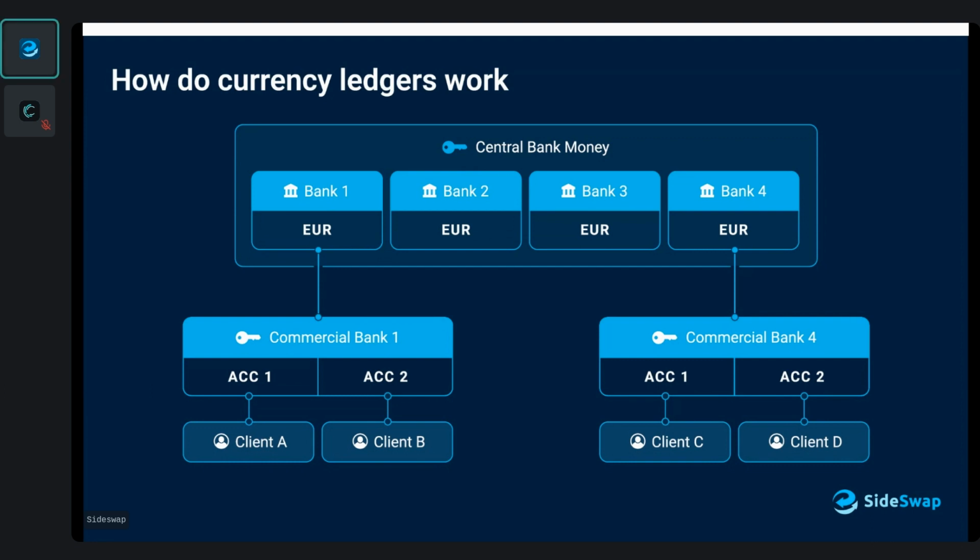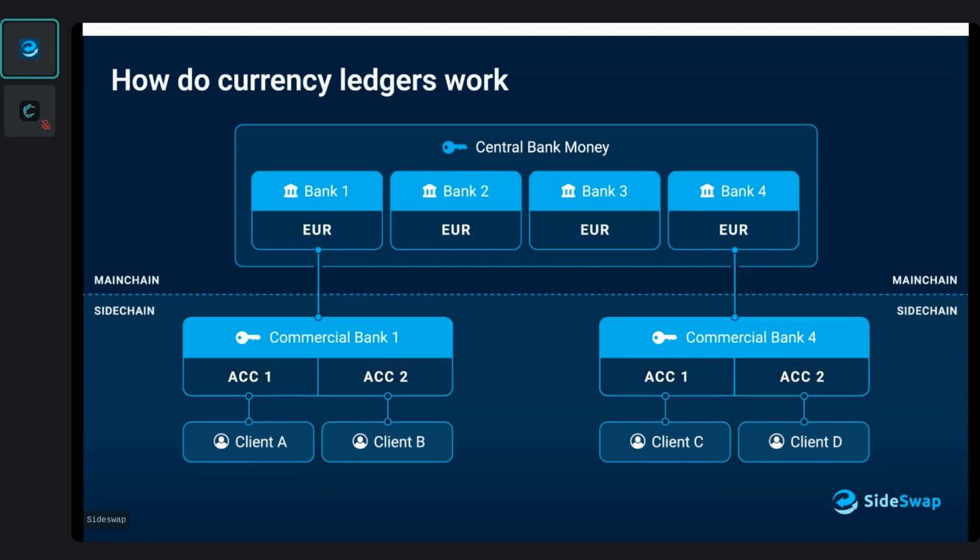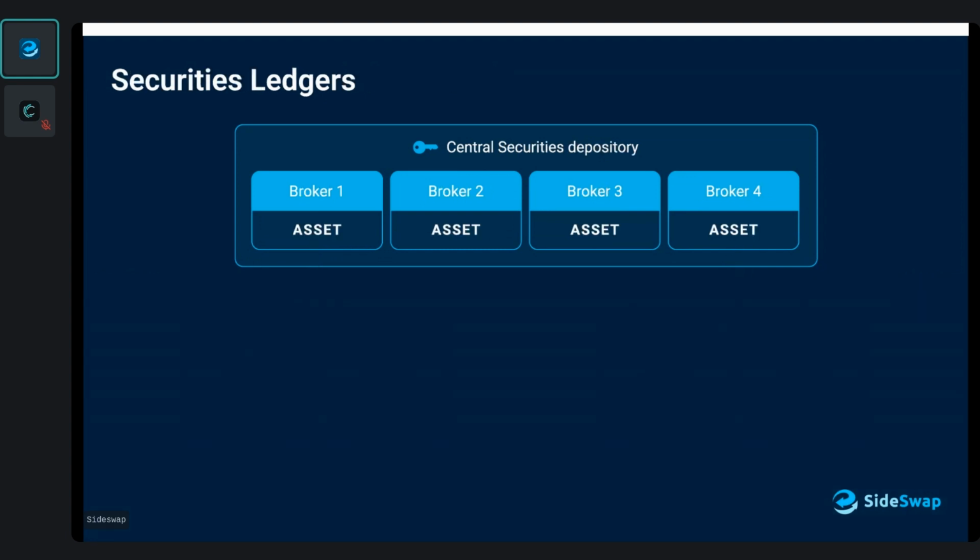So that's the structure. And if you look at this and think about it a bit deeply, we have something where the central bank is actually the main chain, and the commercial banks, who have representations of what exists on the main chain, would effectively be side chains of the main chain. So it's a very common structure within ledger operations to have main chains and side chains, where the child chains or child ledgers represent assets which are held in the main chain.